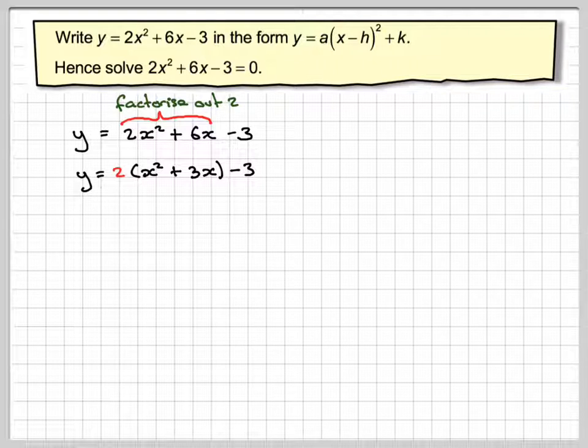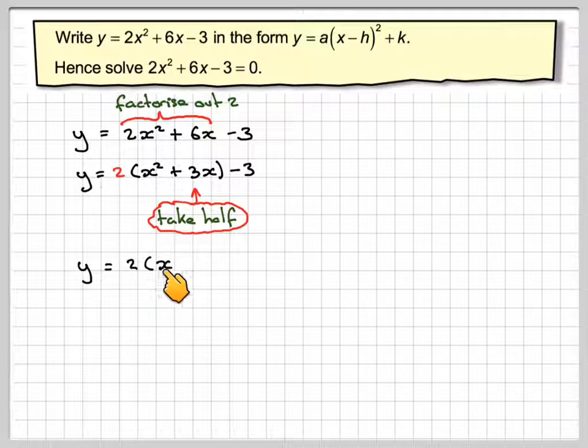Right, now we look at this number here, and then we take half. So we take half of 3, which unfortunately is a fraction, but we'll leave it as a fraction. We'll write 2 brackets x, the same sign comes down, plus 3 over 2, all squared. And we still have the minus 3 on the end. In doing this process, we've actually added something into the function. We've got to work out what that is.